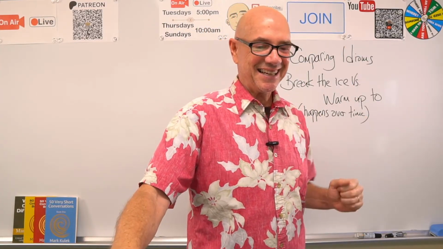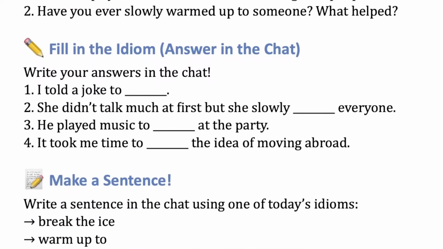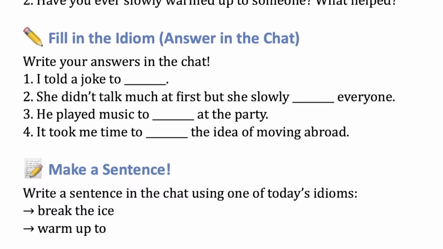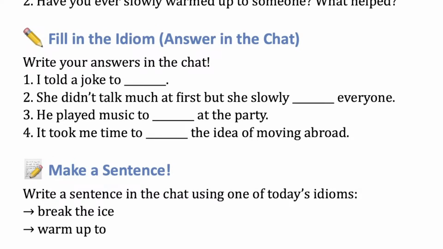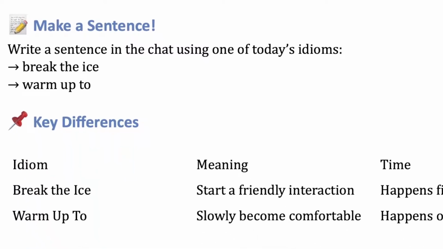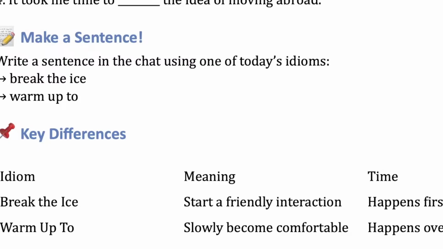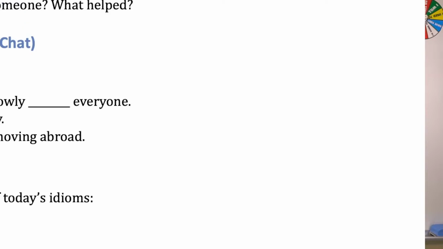Hannah, hello Hannah. Okay, so back to the worksheet here. Okay, now we're going to make sentences. So in the chat, write sentences using break the ice, warm up to. So I want to see your sentences, okay? And then of course we have break the ice, start a friendly interaction, or we can say conversation, and that happens first, right? I need to make a little bit smaller so you can see everything.